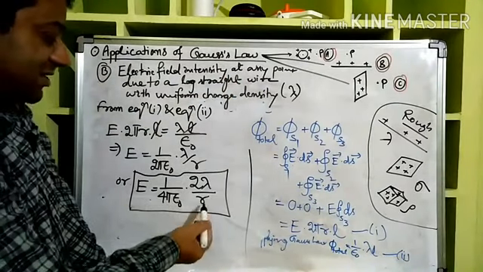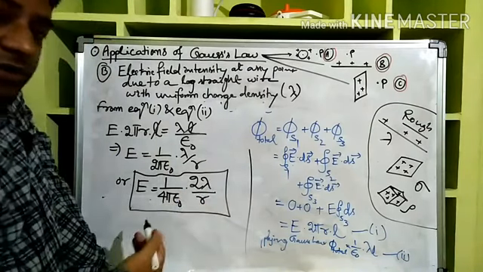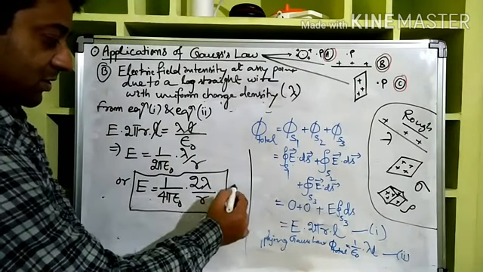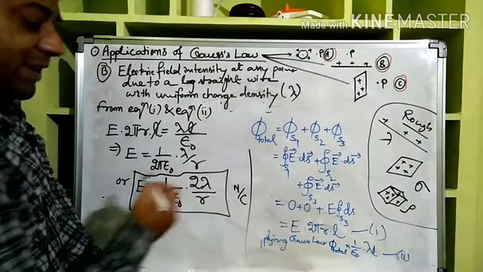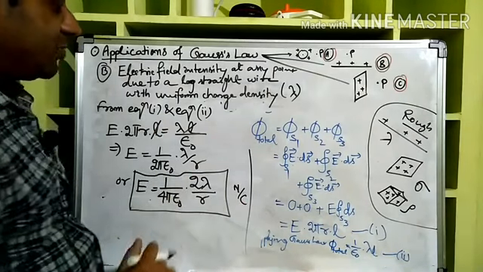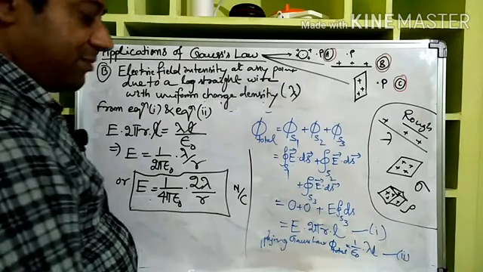If some r is given, lambda and r are given, you will just put these things and calculate the answer. And what will be the unit of E? Newton per coulomb, right? E is equal to F by Q, you remember. So whatever comes, those many Newton per coulomb. Is it clear to everybody?